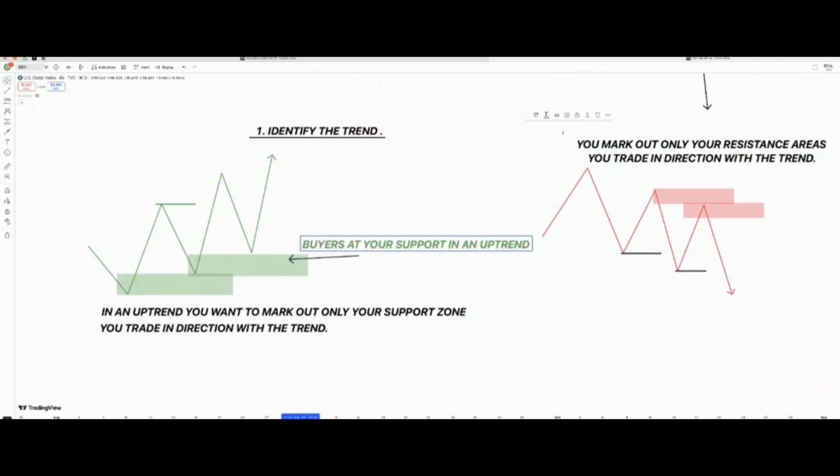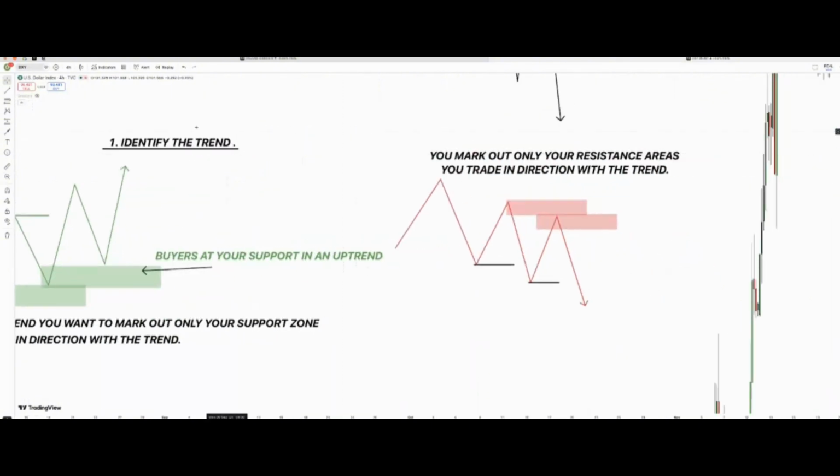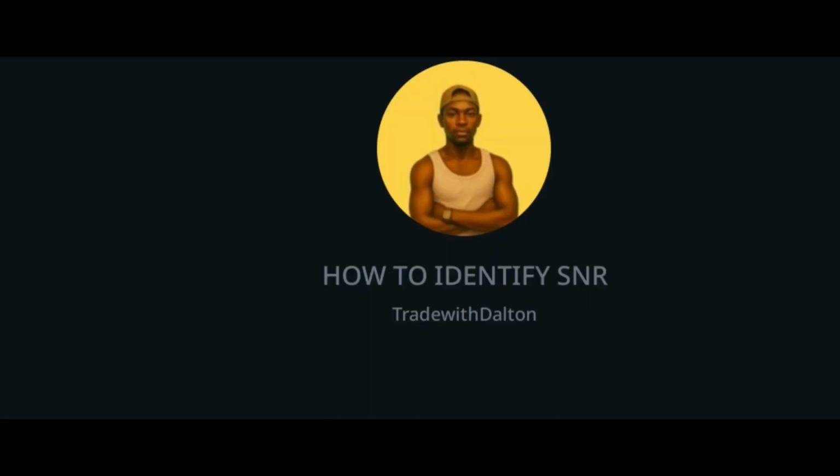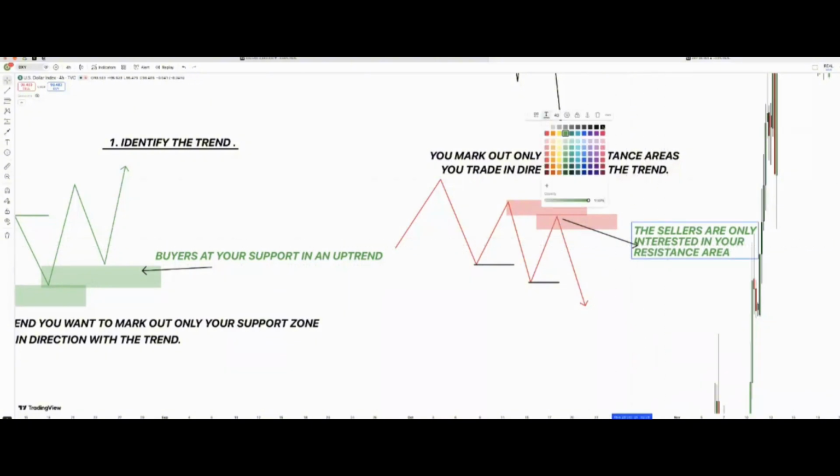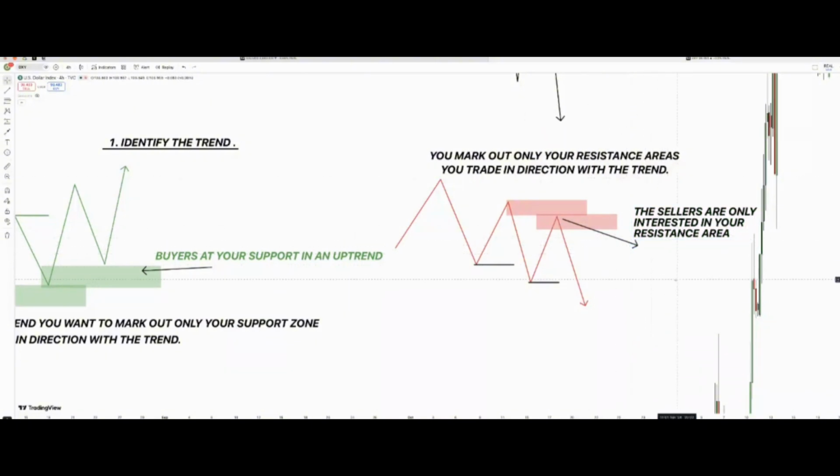I hope you are getting it. In a downtrend, the sellers are only interested in your resistance areas. I hope you are getting this.